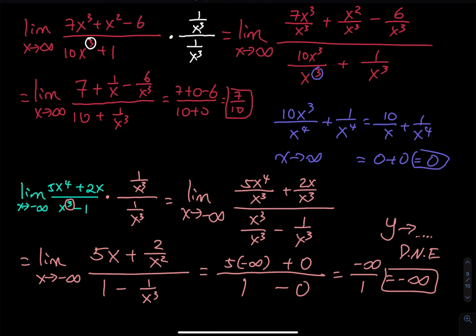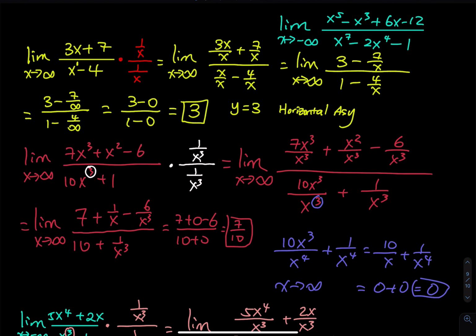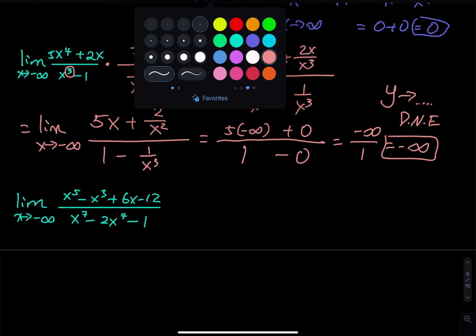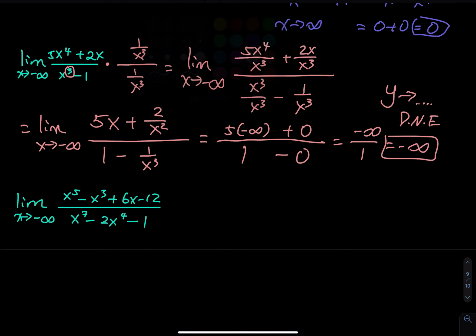All right. Moving on to the last problem. The last problem looks very complicated because the rational function is big. So what is the highest degree in the denominator? The highest degree is the 7. I don't care what's on the top. So you have to multiply by 1 over x to the 7, 1 over x to the 7.